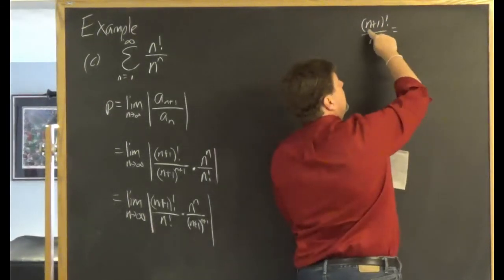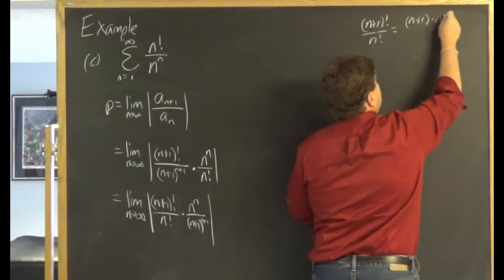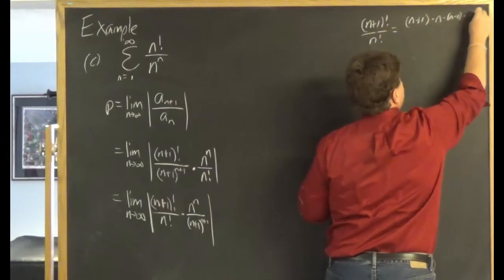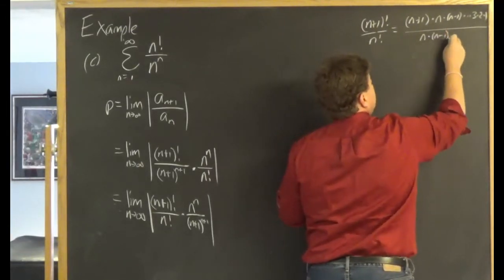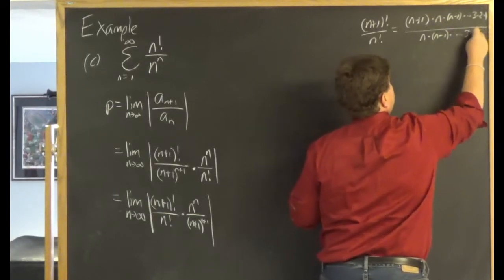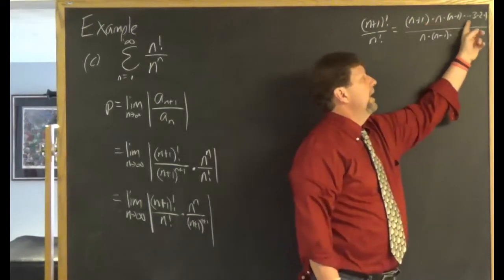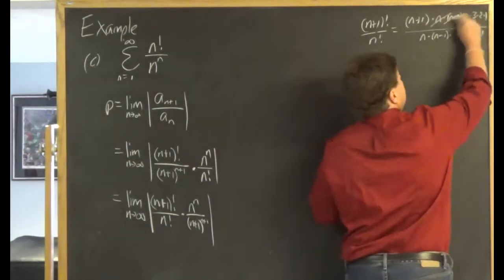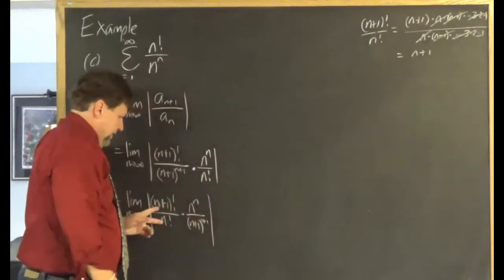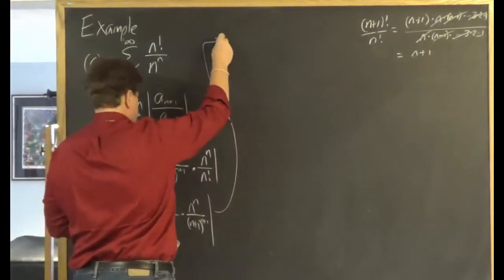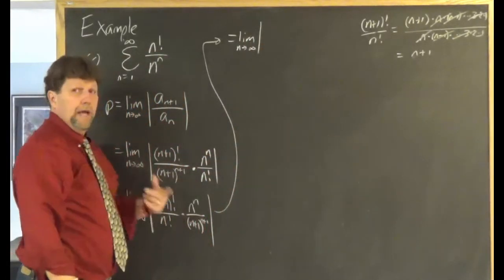Remember what factorial means. N plus 1 factorial means n plus 1 times n minus 1, and so on, down to 3 times 2 times 1. N factorial means n times n minus 1 times n minus 2, and so on, down to 3 times 2 times 1. So really, n plus 1 factorial means n plus 1 times n factorial. And those n factorials will cancel out. So that just simplifies to n plus 1. So we've simplified this fraction, and it simplifies to n plus 1.